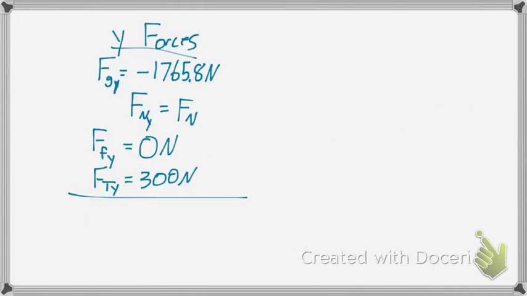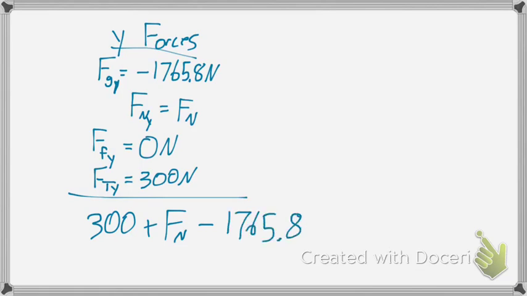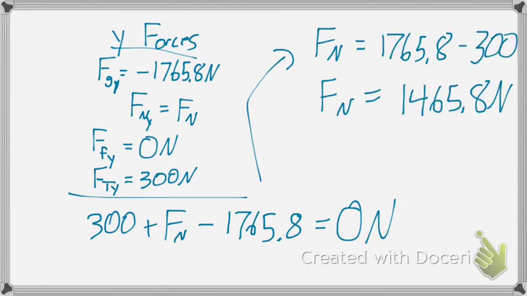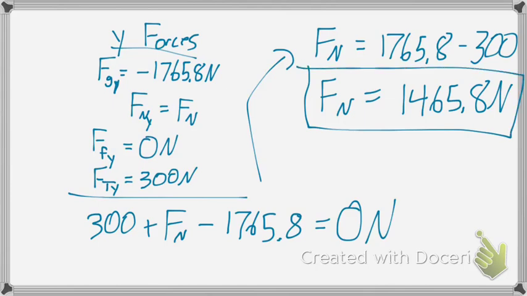Nice. I can do the same thing in the y direction to get my normal force. When I add them all together, I get 300 plus the normal force minus 1765.8. And that'll all equal mass times acceleration in the y direction, which as I previously said is 0 newtons. So now I'm just going to solve for my normal force, and ultimately that comes to 1465.8 newtons.